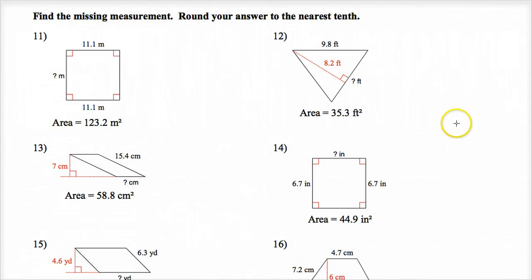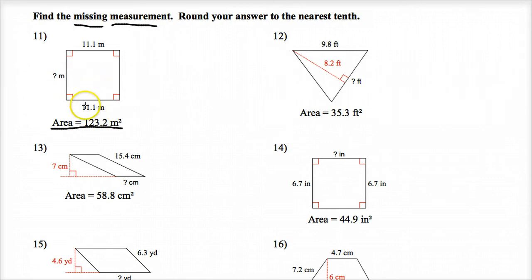Okay, so now we're going to do a little bit of backwards thinking. When it says right here, find the missing measurement, they're just going to give us the answer. But then we've got to figure out how you got to that answer. That'll be interesting. Okay, let's see what we can come up with.